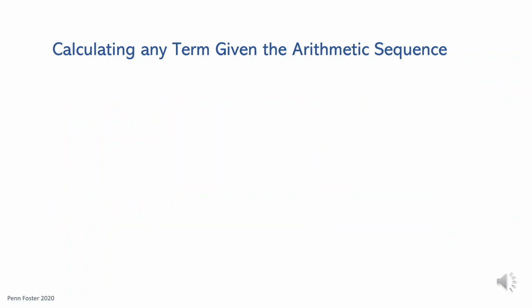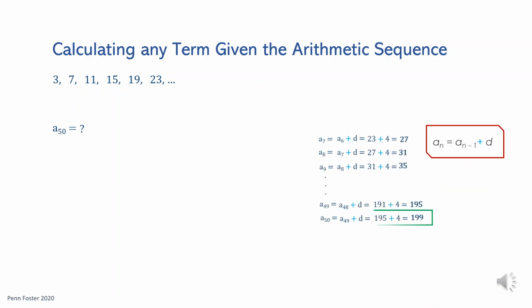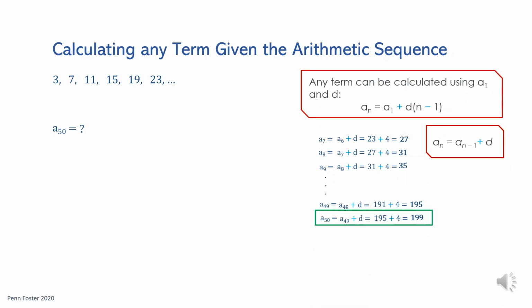One question that may come to mind is, can the 50th term be calculated using the common difference d? Yes, d can be added, as shown previously, to calculate terms 7 through 50. As you can see, this can be a daunting process. For this reason, a formula has been put together to jump right to any term in the sequence without having to find out the prior terms. To calculate any term a sub n, only the first term and the common difference of the sequence are needed.